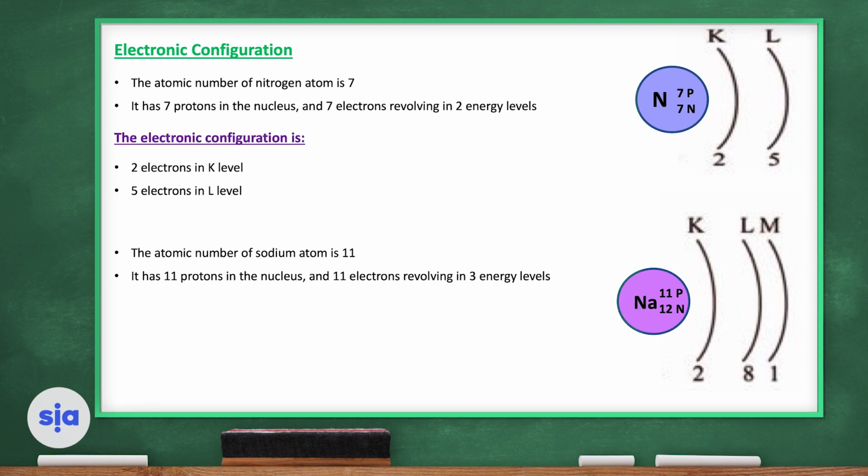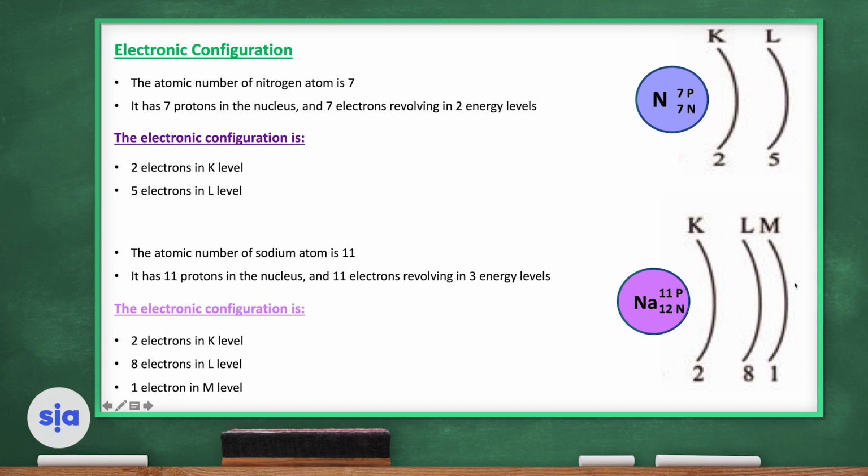The atomic number of sodium atom is 11. It means 11 protons in the nucleus and 11 electrons revolving in 3 energy levels. The electronic configuration is 2 electrons in K level, 8 electrons in L level, 1 electron in M level. So we cannot fill the level with electrons except the one before is completely saturated.